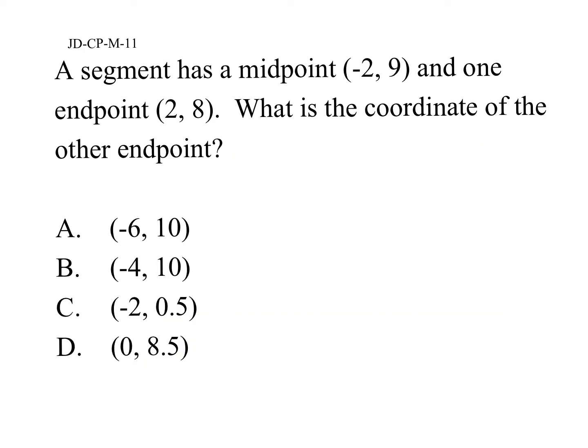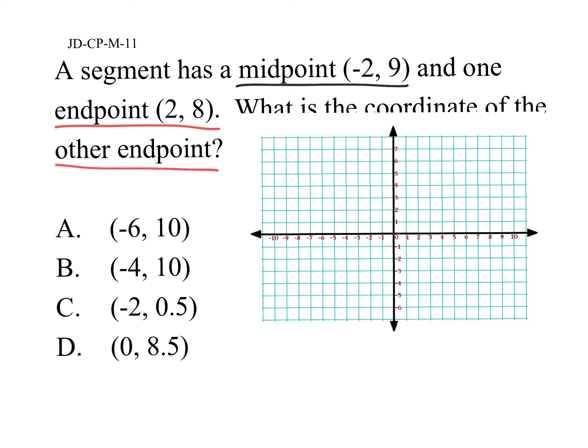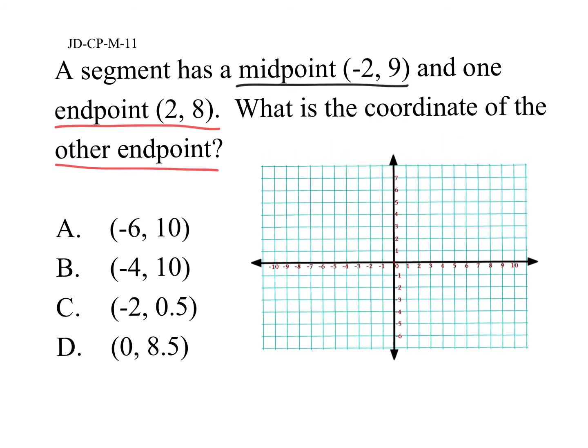Number 11, we have 2 points. One is the midpoint, and then one is the end point. And the question is, what's the other end point is what we're trying to find. So if we just sketch those points out, -2, 9 is going to be off the chart here, I guess, and then 2, 8.